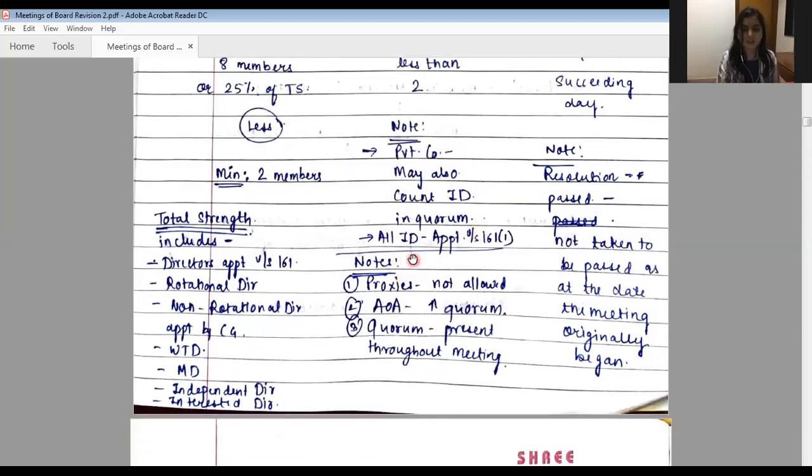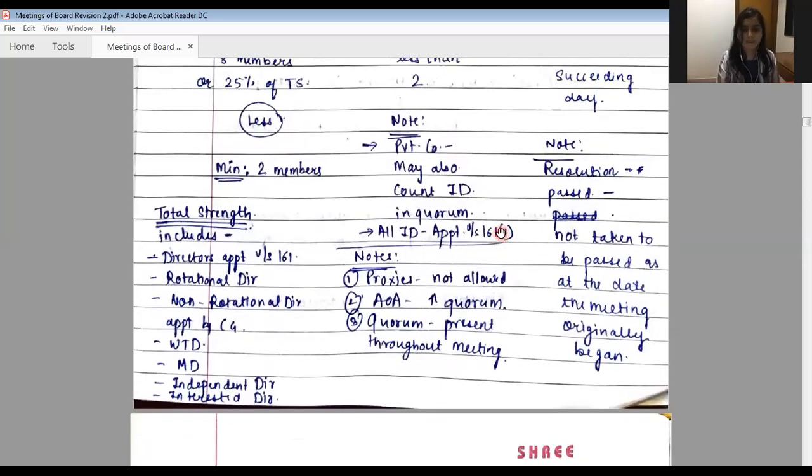In case of a private company, interested directors may also be counted in the quorum. Then, if all are interested directors, the company shall appoint additional directors under section 161 subsection 1 to vote on that matter.